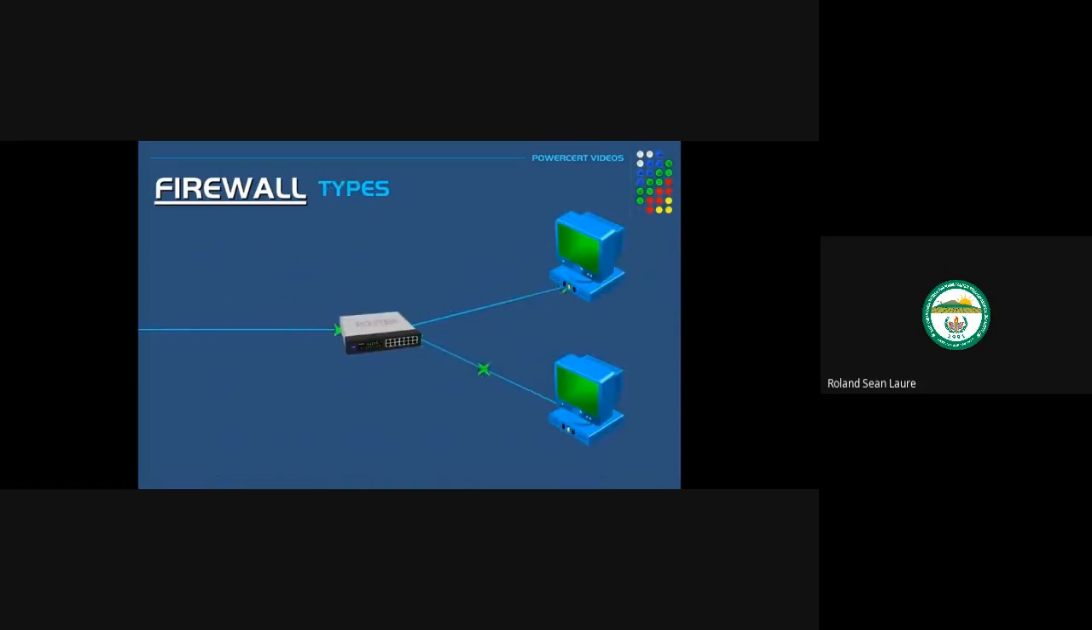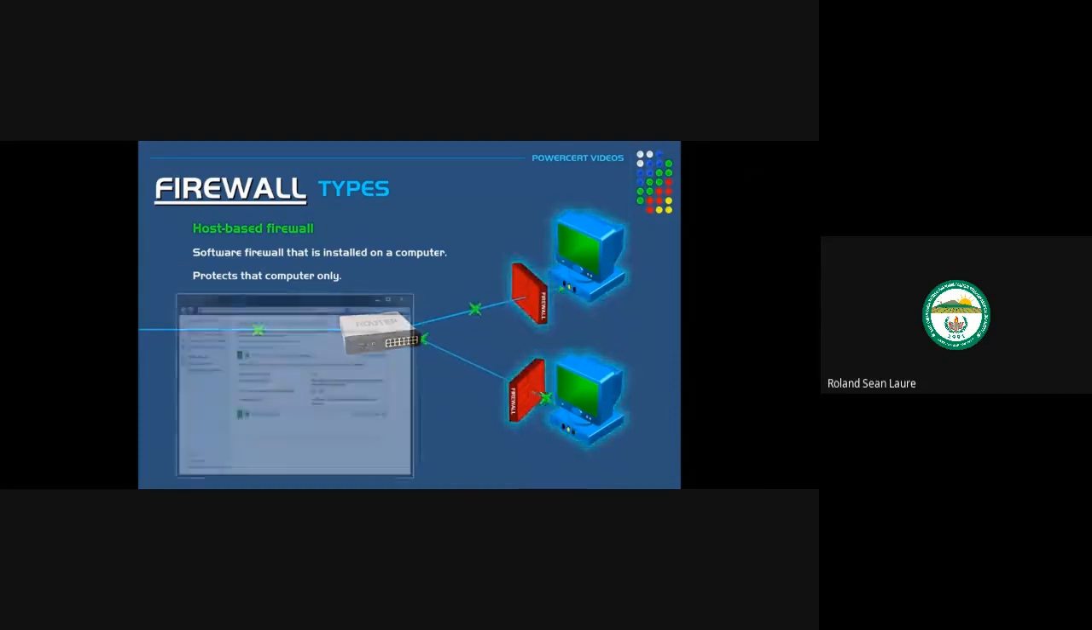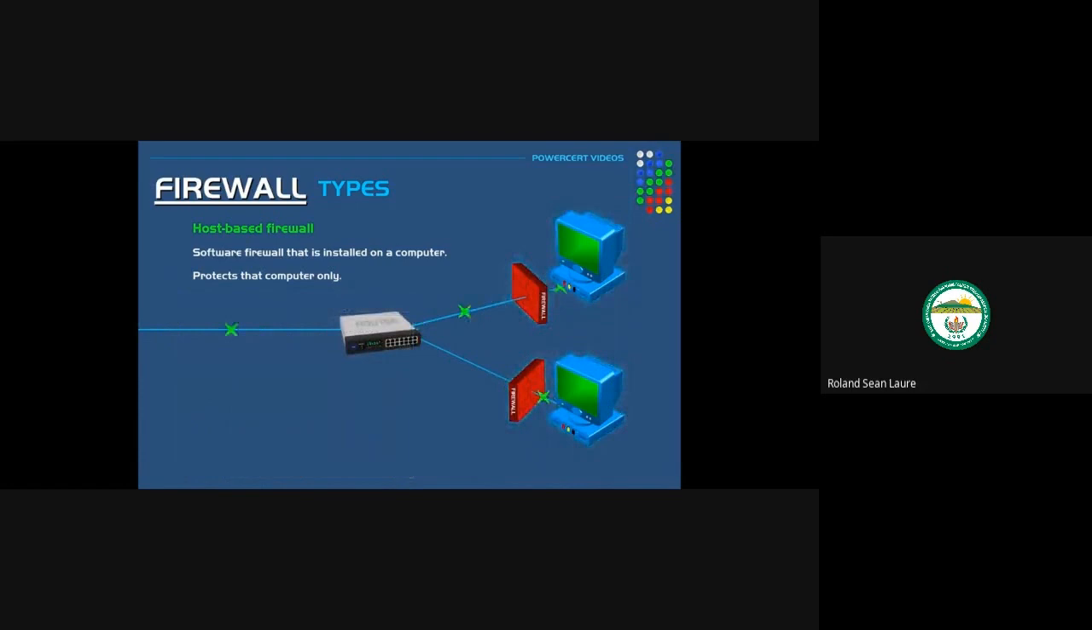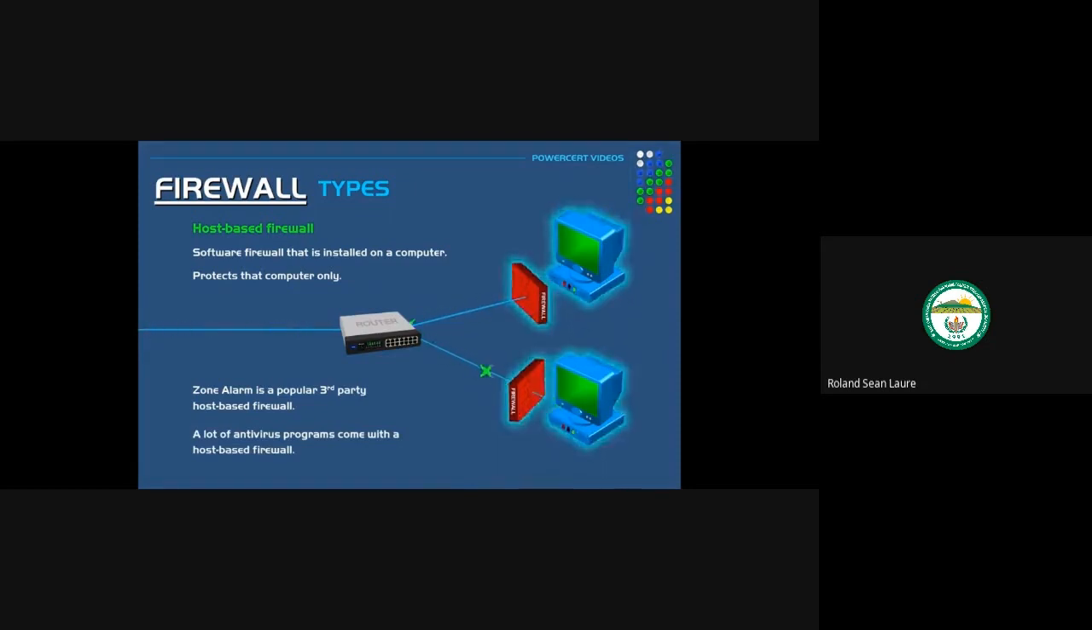Now, firewalls do come in different types, and one type is called a host-based firewall, and this is a software firewall. This is the kind of firewall that is installed on a computer, and it protects that computer only and nothing else. So for example, later versions of Microsoft operating systems come pre-packaged with a host-based firewall, and you can see that example here. And there are also third-party host-based firewalls that can be purchased and installed on a computer. So for example, ZoneAlarm, which is a popular third-party host-based firewall. And also a lot of antivirus programs will have a built-in host-based firewall.